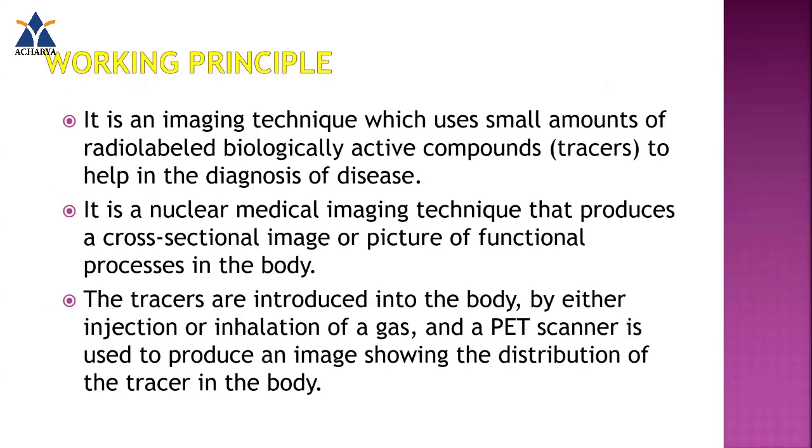The working principle: in this imaging technique, we are using a small amount of radio-labeled biologically active compounds, called tracers, to help the diagnosis. It is a nuclear medicine imaging that produces a cross-sectional image. The tracers are introduced into the body either by injection or inhalation of the gas. Usually, we administer the radiotracer through injection. And a PET scanner will produce the image.